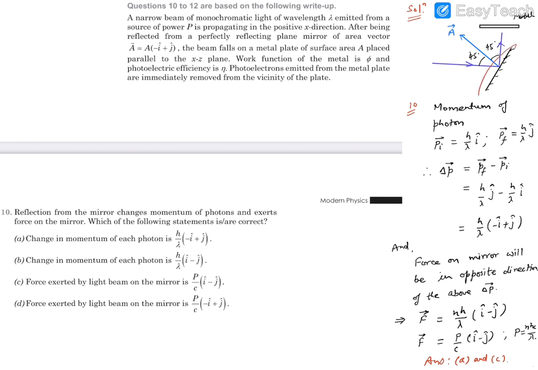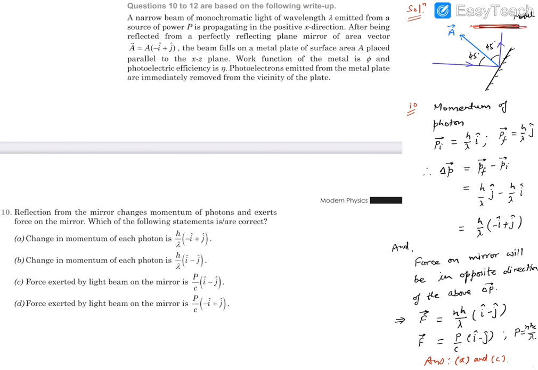So the situation is this: this is the mirror. Let's say a narrow beam of light is coming along the x-axis. It strikes the mirror, whose area vector direction is along minus i cap plus j cap. So this will be 45 degrees. Then you'll find this is also going to be 45 degrees because of the laws of reflection. So this line will become vertical, along the direction of the y-axis.